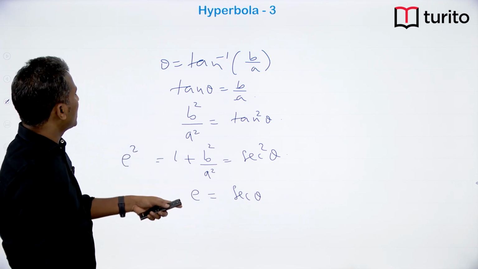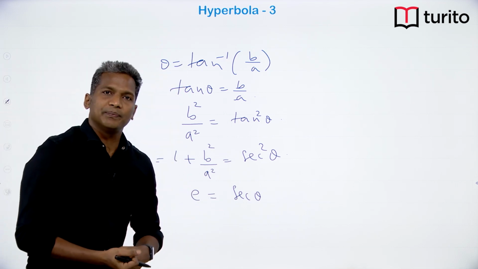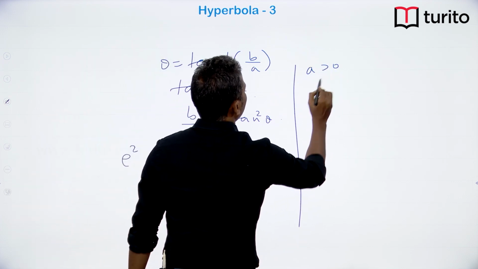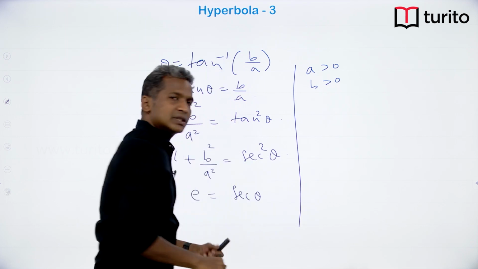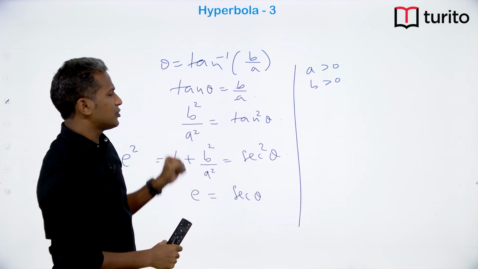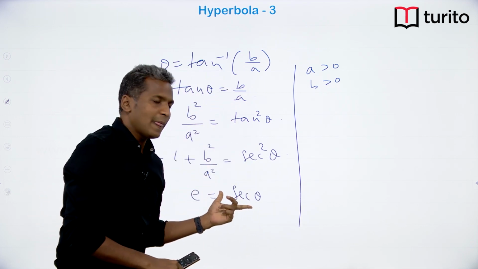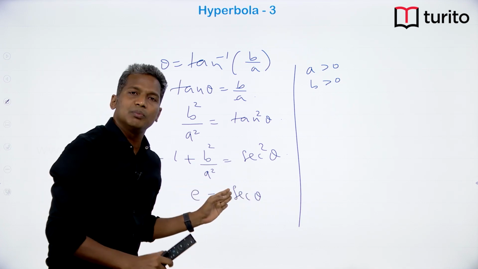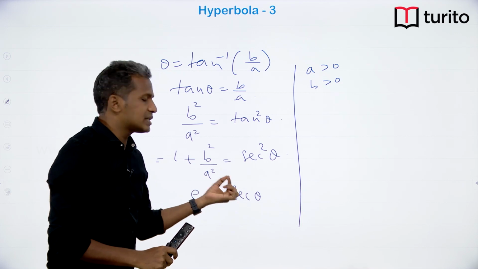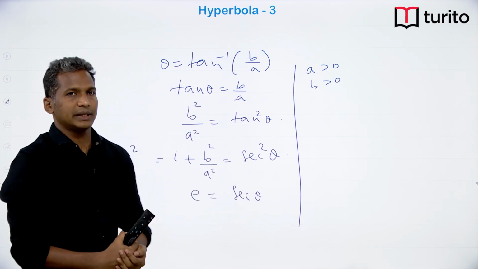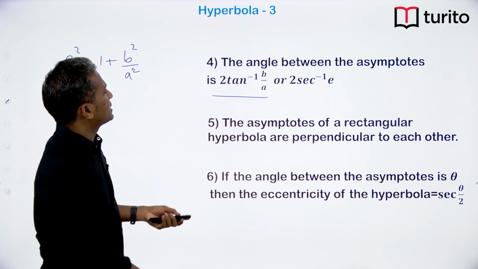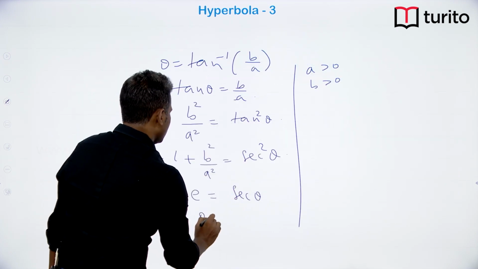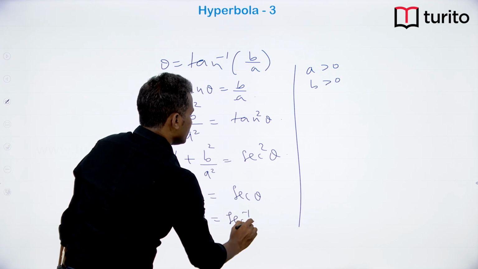Here theta is basically tan inverse b by a, and remember that we are taking both a and b to be positive values. So, the b by a ratio is positive, so the angle is positive, and it is in the first quadrant. We do not have to put a mod sign here because sec theta is also a positive quantity. So, if we simplify this, we will get theta is equal to sec inverse of e.